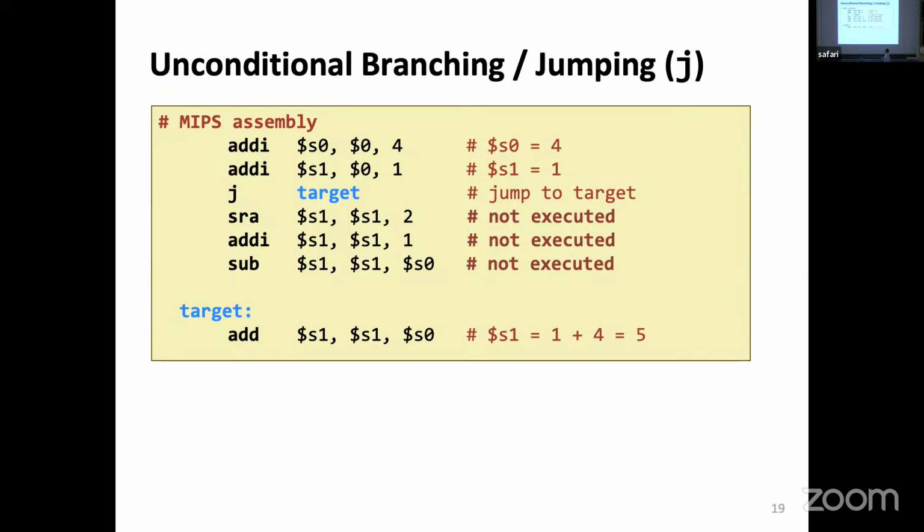But sometimes we have to say, you know what, we are jumping no matter what. The program is slightly different: shift right arithmetic, okay, why not? Target. And we come to the third line, which says jump target. The moment we see it, the next instruction that's executed is this one. We jump over the SRA, ADI, and sub, and continue from here. That's the one where we are jumping directly.